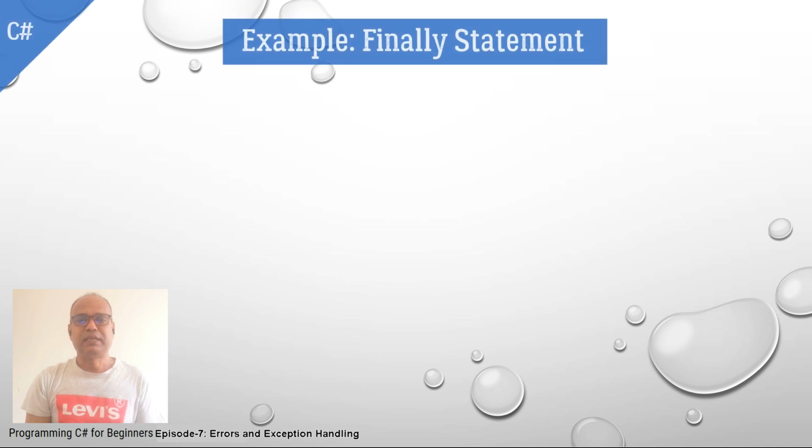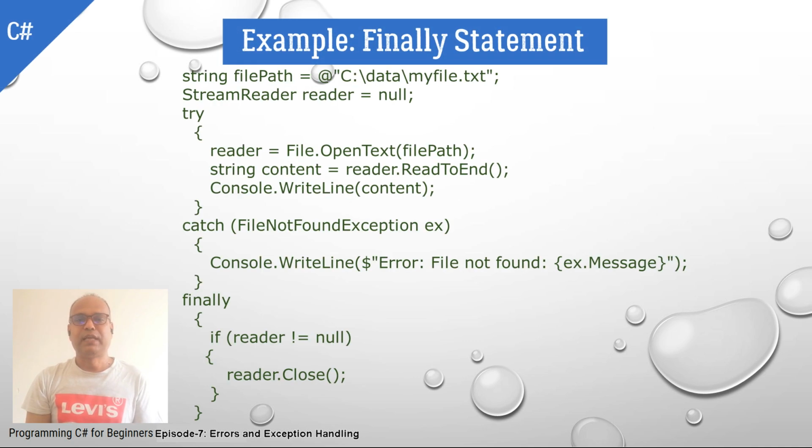Example, finally statement. Let's see how finally can be used to ensure a file is always closed after reading its contents, even if an error occurs. Have a look at the example. The file name with path is stored in the variable filePath. The file is opened in a reader. In the catch block, if any exception occurred in the try block, it jumps into the catch block. Otherwise, it does not execute. Finally block. The finally block must execute and the file will be closed if open.